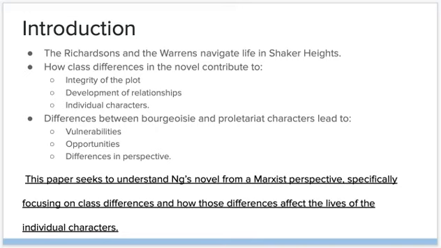There are significant differences between bourgeoisie and proletariat characters that lead to specific opportunities, vulnerabilities, and differences in perspective. This paper seeks to understand Ng's novel from a Marxist perspective, specifically focusing on class differences and how those differences affect the lives of the individual characters.